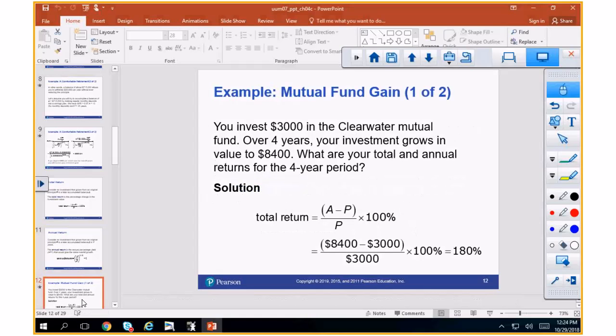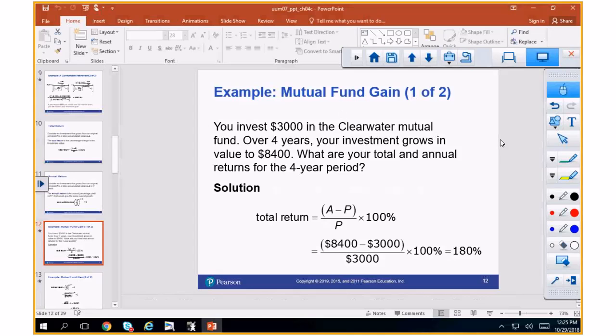Here's an example. You invest $3,000 in Clearwater mutual funds. Over 4 years, your investment grows to a value of $8,400. So that's going to be $3,000 is your principal, and $8,400. So it's going to be $8,400 over 3,000. But you got to subtract your initial. Well, they're doing it down here. $8,400 minus 3,000. That's new minus old over old, and then multiply by 100. So you've got 180% return on your money. Good? Yes.